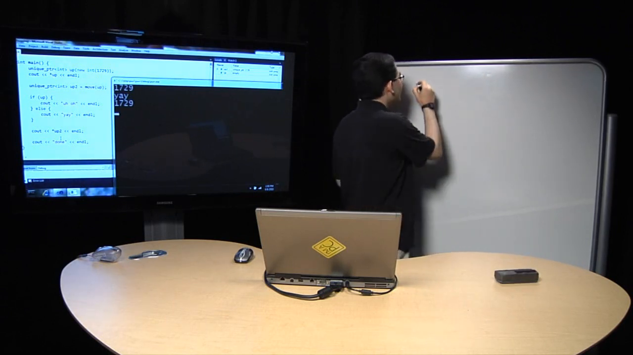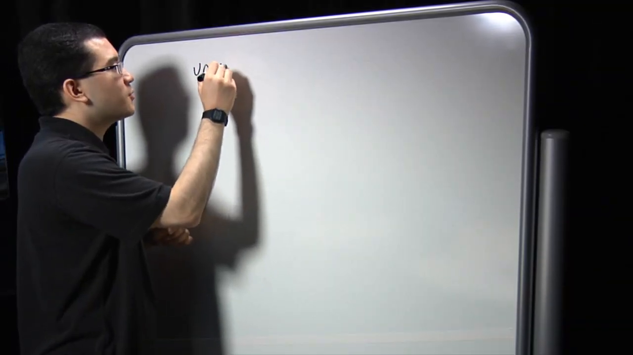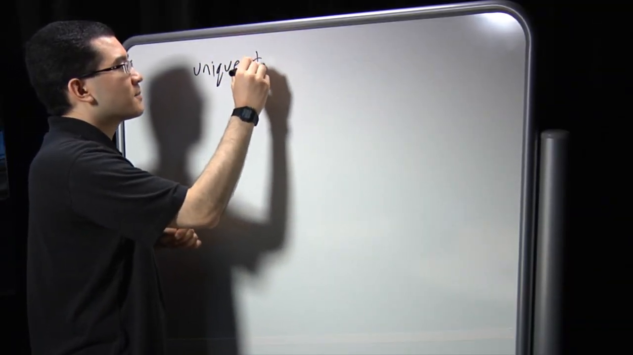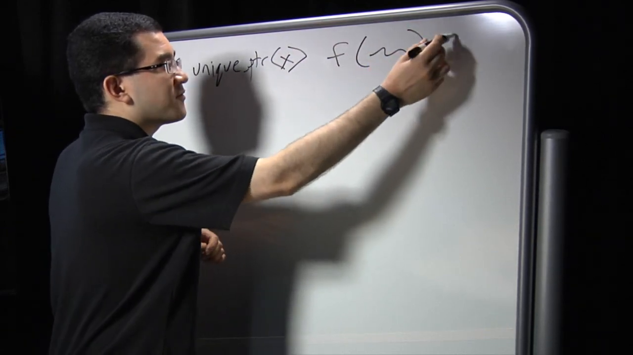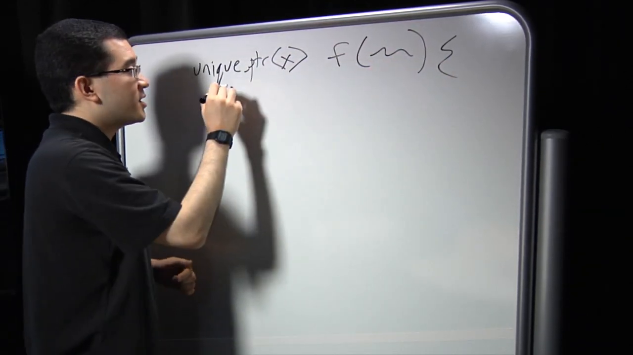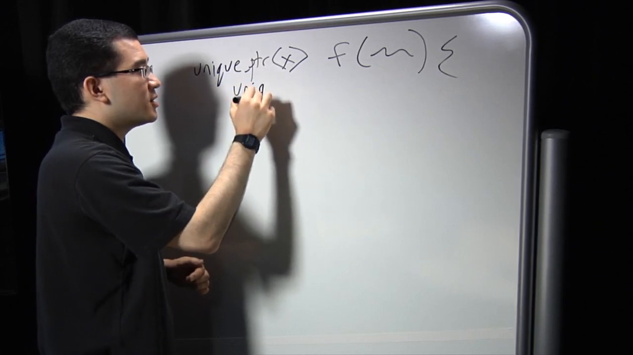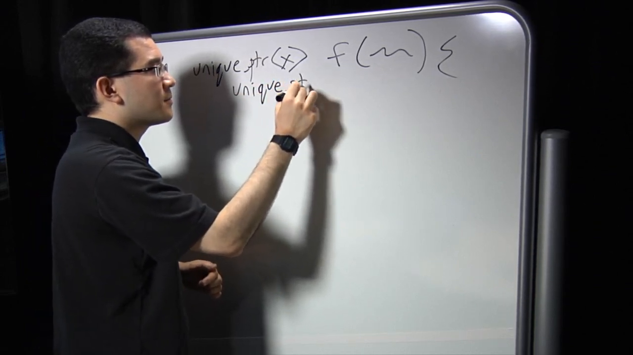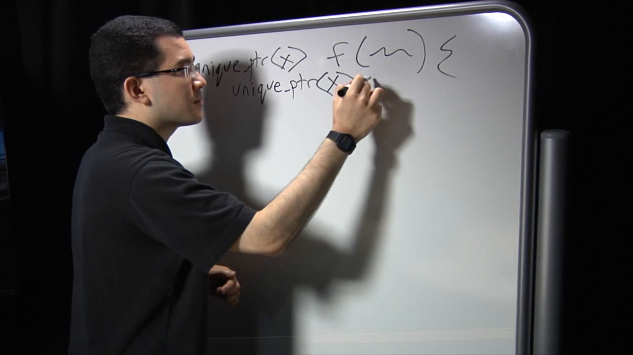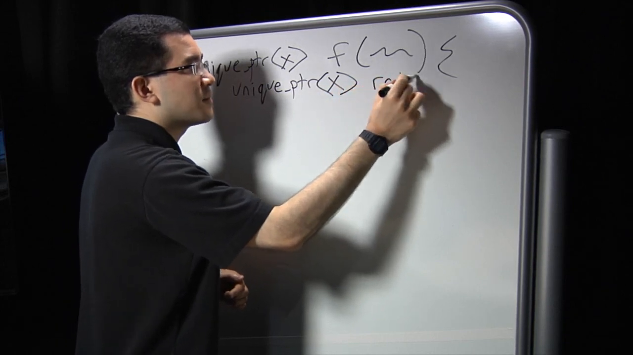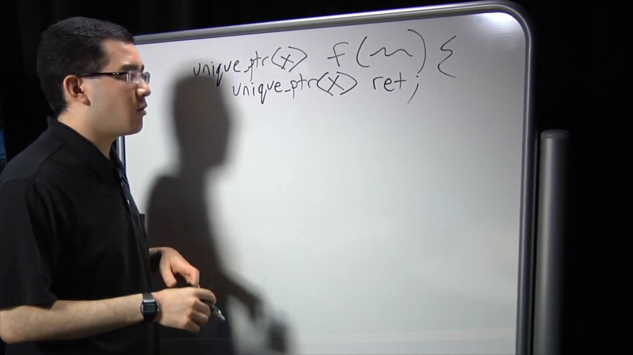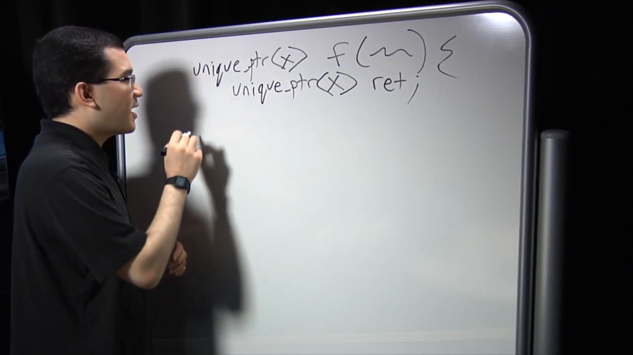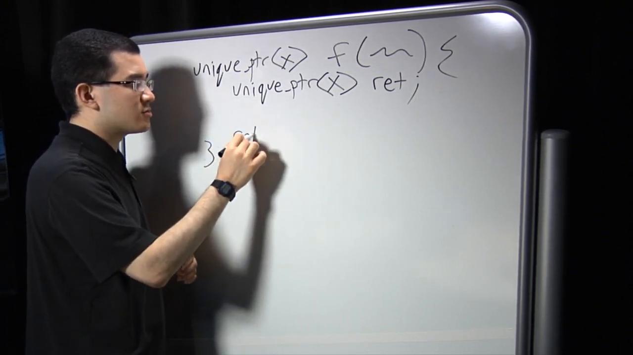If I have a function returning unique pointer of some X, and I'm taking stuff, I can do this. I can declare a unique pointer in here, call it ret, fill ret with something by resetting it or assigning something from it moved, and then at the end of my function I can say return ret.